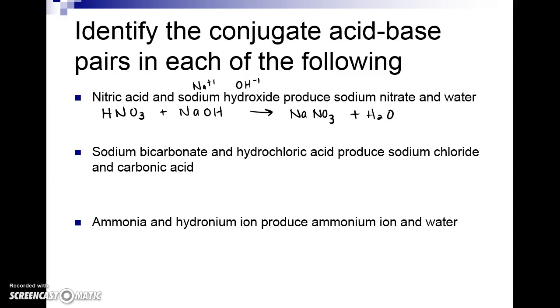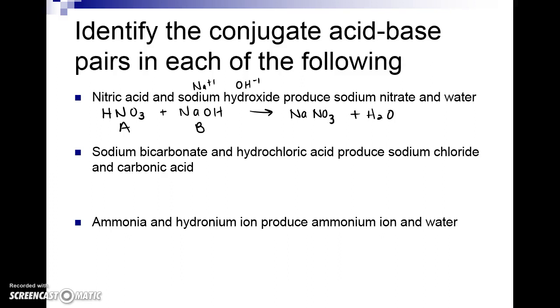It is. Okay. This has hydroxide. This is obviously going to be my base. This has hydrogen, so this is my acid. This is my base. And we're identifying the conjugate acid-base pairs.